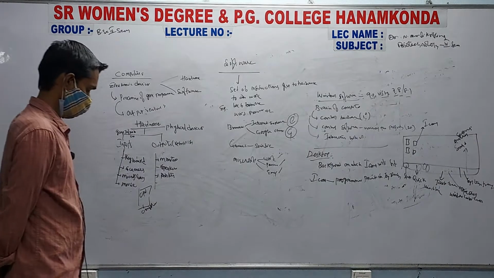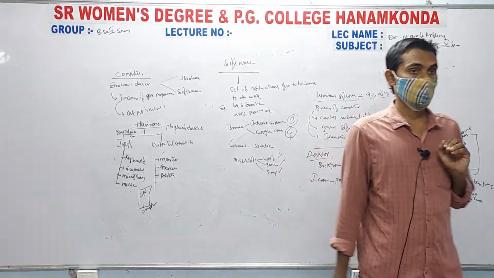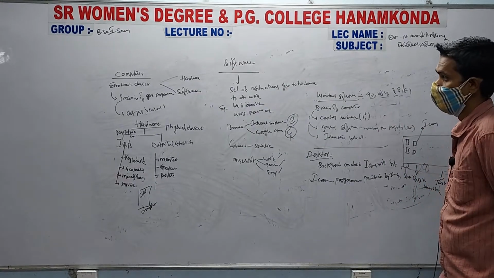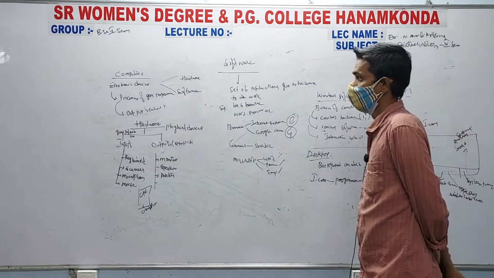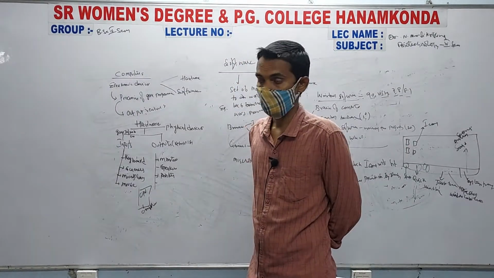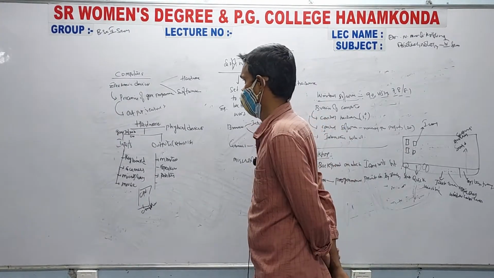So computers, once again we revise the overall structure of computers. Computers are electronic devices which are used to process a given program which is given by the input devices and which is retrieved by the output devices.